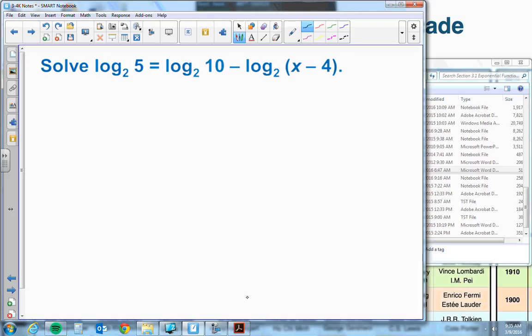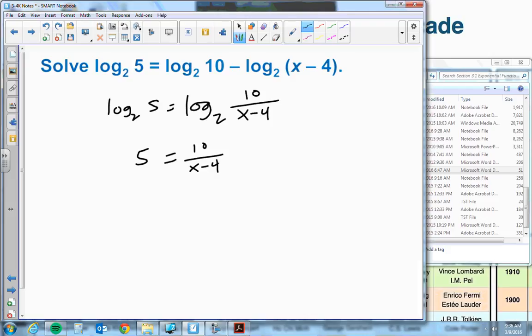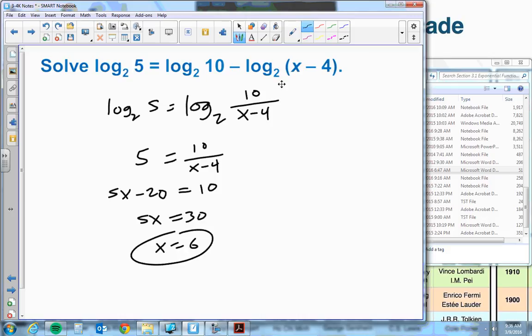All right, let's try this one. Which rule do I apply this time to combine the right side? The quotient rule, yeah. So rewrite this as log base 2 of the quotient. And now you can set those two equal to each other. You've got it so it's one log equals another with the same base. And then I would just multiply both sides by that denominator. The left side becomes 5x minus 20. The right side loses the denominator. Add 20 to both sides, divide, and you're done. And this one's easy because when you plug in 6, of course it works. So that is the solution.